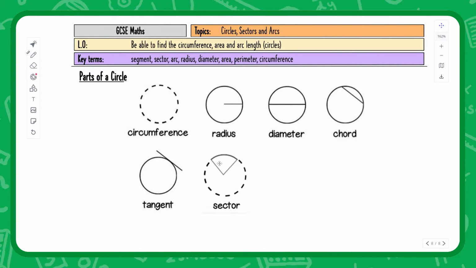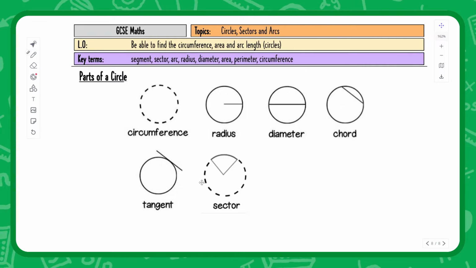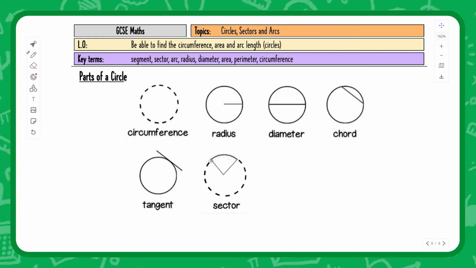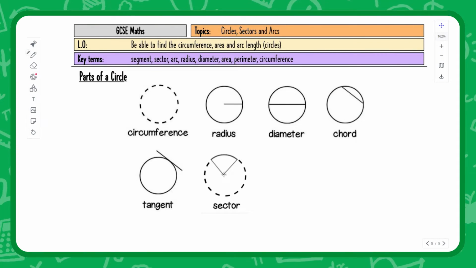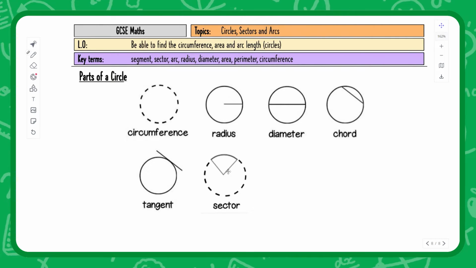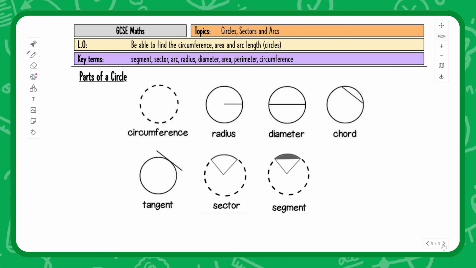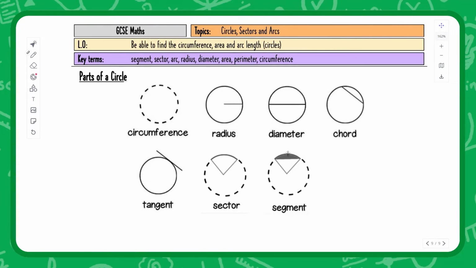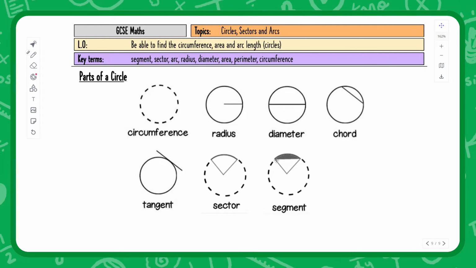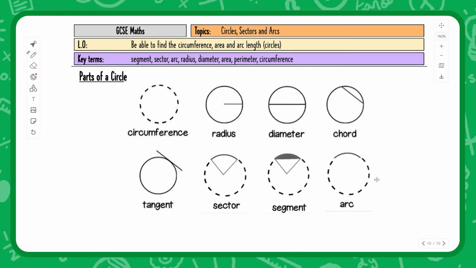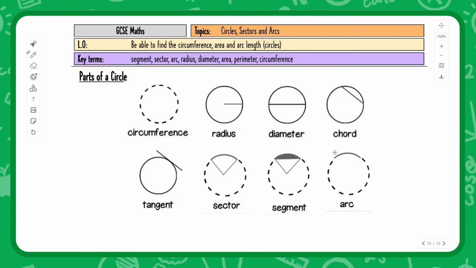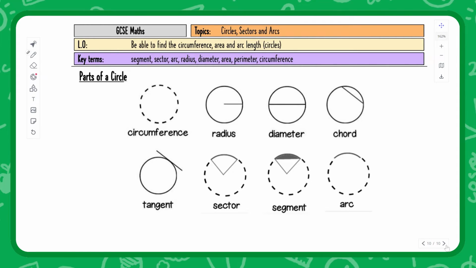A sector, if you imagine a circle being a pizza, a sector is a slice of pizza. It's essentially a portion of the area taken out, and that always starts at the centre of the circle, meaning these parts here, that's the radius. Now, a segment is part of a sector, and it's found between the arc and a chord within a sector. And the arc is just basically part of the circumference, so not the full length around, just part of it. So those are the parts of a circle.